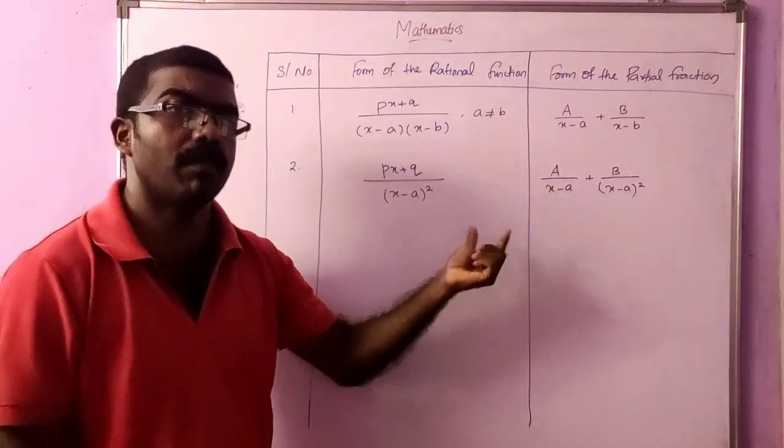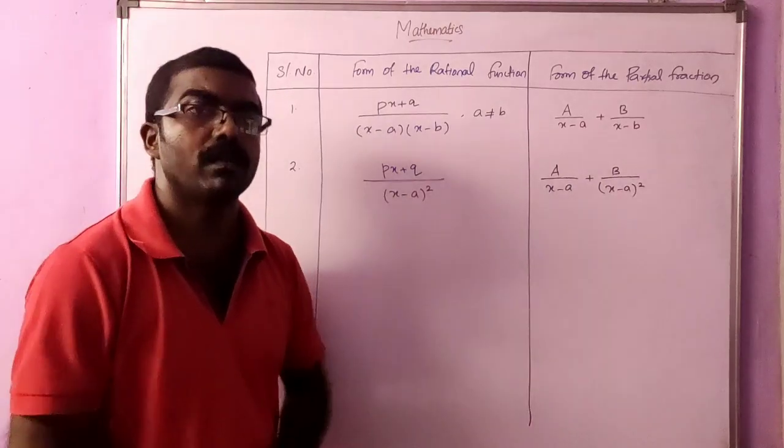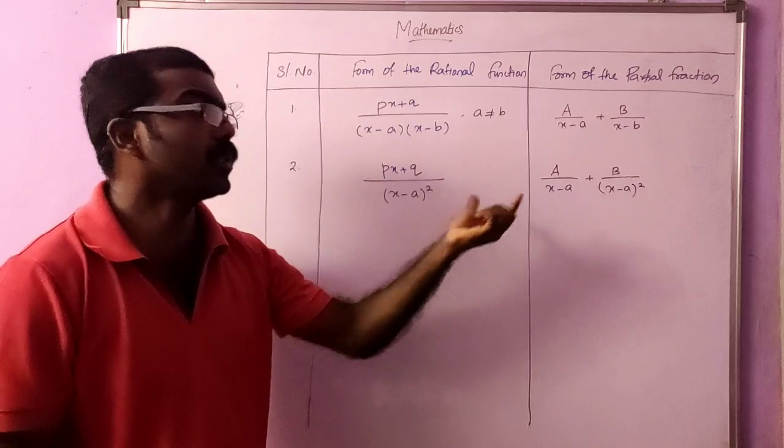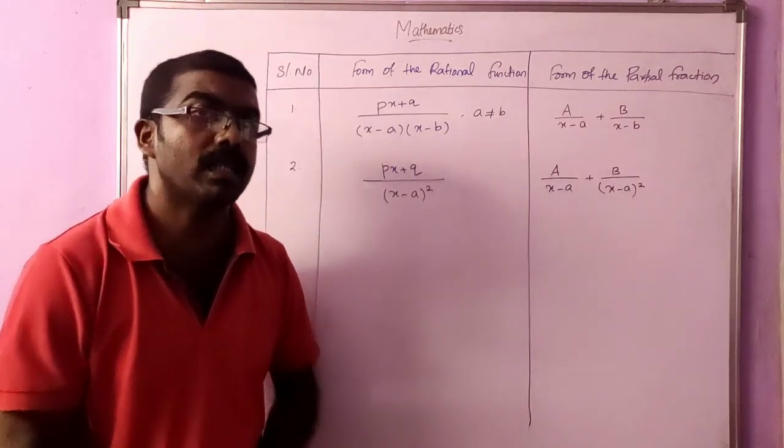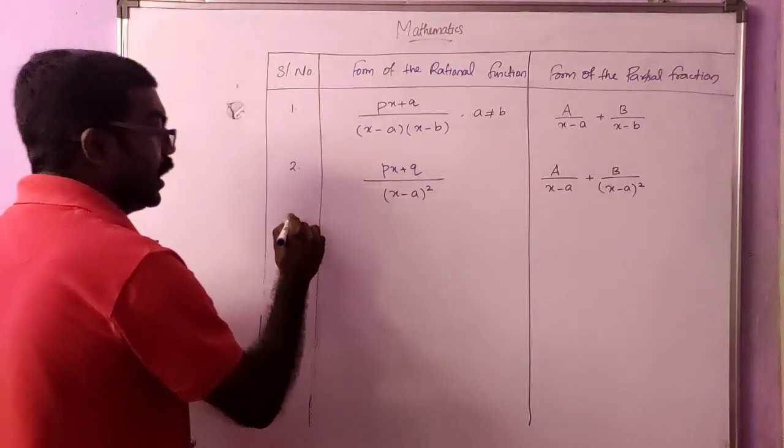That means a divided by, without using the square, we can write the linear factor. Okay, then b by, with the square, we can write the factor x minus a the whole square. Clear?